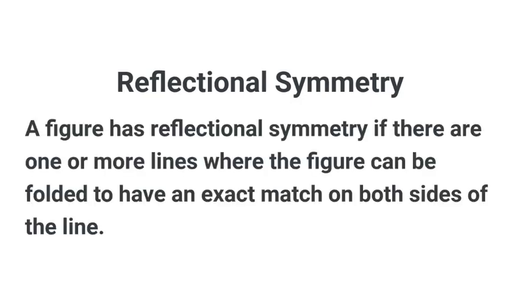Now, remember, a figure has reflectional symmetry if there are one or more lines where the figure can be folded to have an exact match on both sides of the line. So your keywords here, for reflection or for a mirror image, are that your figure, your shape, can be folded and have an exact match on both sides of your line where you fold it.